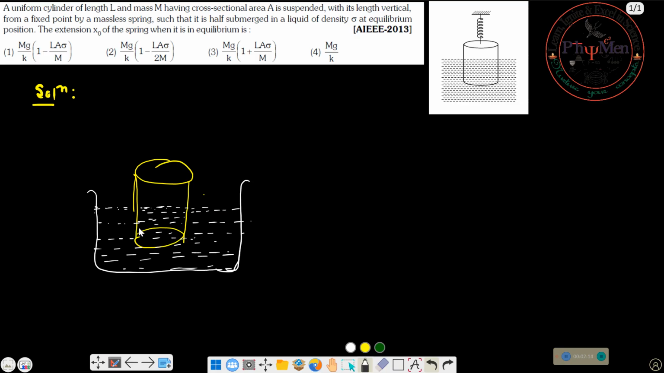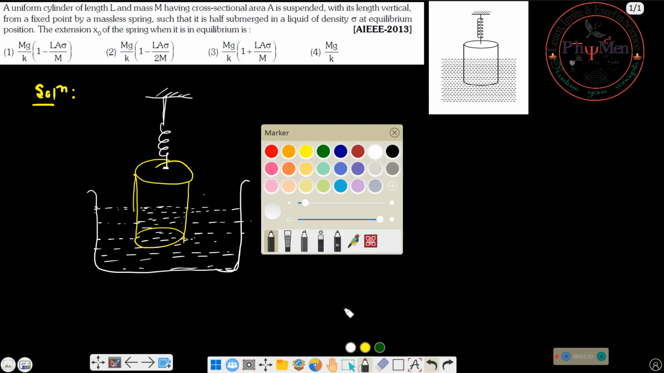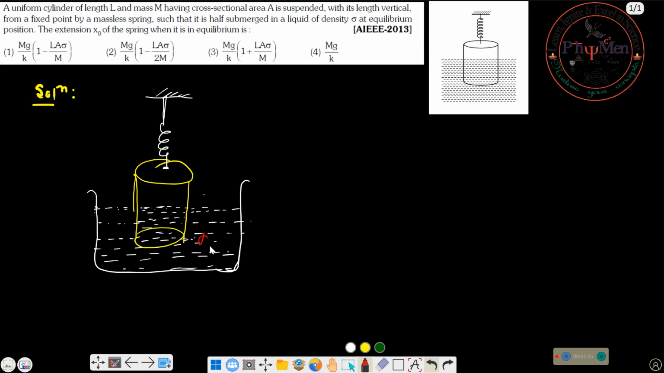Now from the top, the cylinder is connected to a spring, hanging vertically. It is connected to a spring and it is then dipped in a liquid of density sigma. So in the question it is given the cylinder is in its equilibrium position.